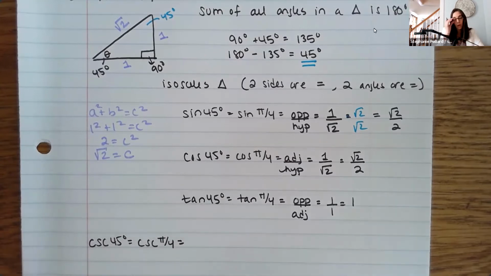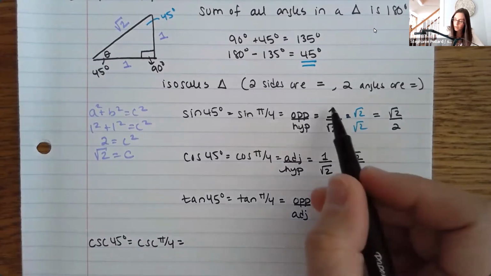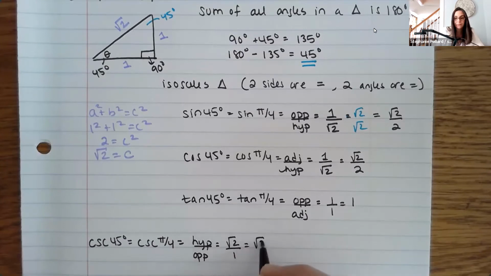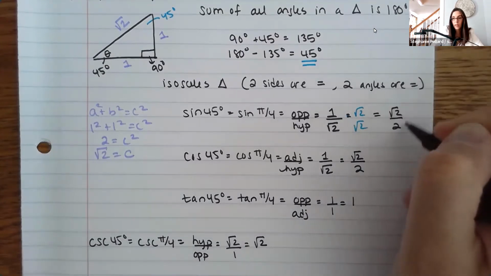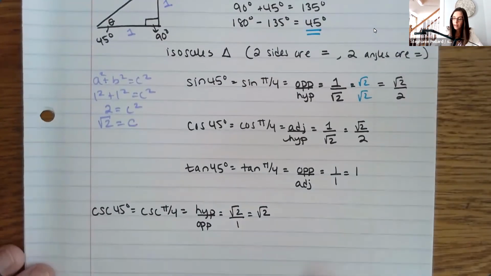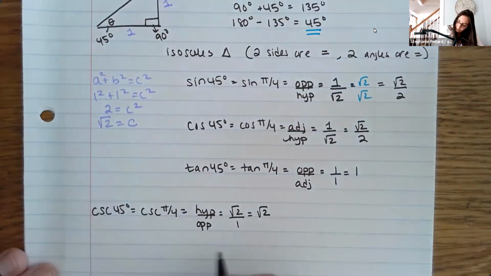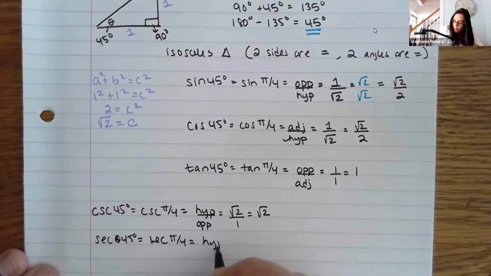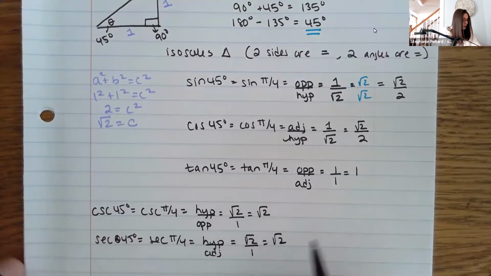For cosecant, I'm just going to take the reciprocal of sine, so it's going to be hypotenuse over opposite. The hypotenuse is root 2, the opposite is 1, so I just get root 2. You can also do it by flipping this one here, but then you'll have to clean up the denominator, so I just decided to go back to the original values instead. For secant of 45 degrees, you're looking at hypotenuse over adjacent. So we get root 2 over 1, which is also root 2 here.